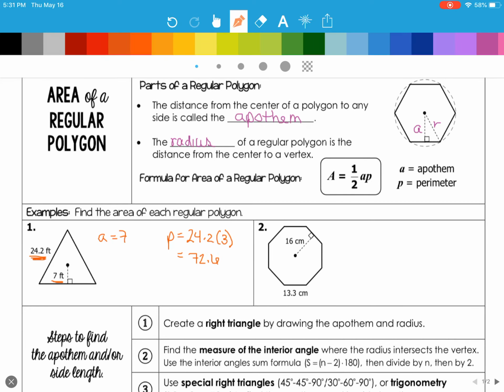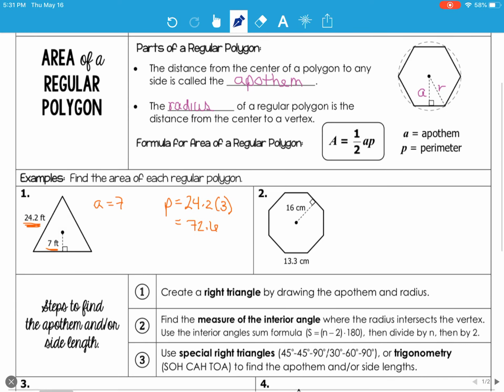72.6. Now, once I have both of those pieces of information for my formula, I just take them and plug them in to the 1/2 times the apothem times the perimeter, which is going to be 1/2 times 7 times 72.6. And so that will give me the answer of 254.1, and the units are square feet.